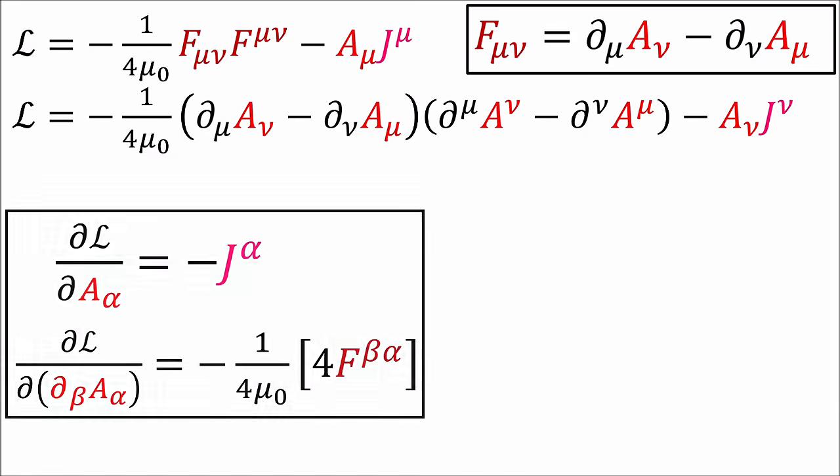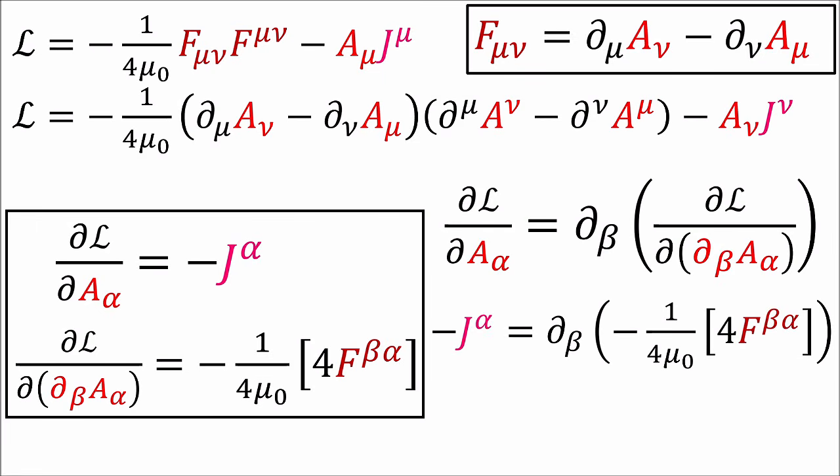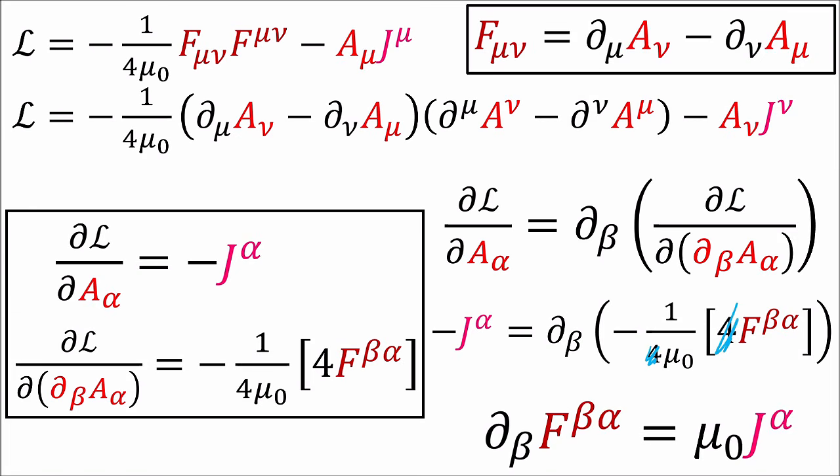So overall, the Euler-Lagrange equations give us this. Canceling and rearranging gives us the Maxwell equations we had earlier. So we've indeed shown that this Lagrangian gives us the correct Maxwell equations.